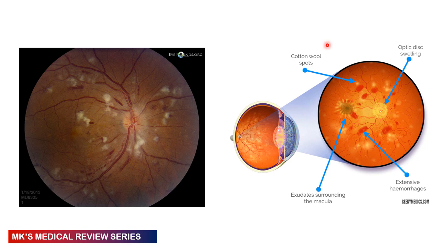So here are the cotton wool spots on this schematic diagram. I don't know why I like the word schematic. So here are your cotton wool spots. Here is swelling of the optic disc. You have your extensive hemorrhages over there, and you have your exudates surrounding the macula, which is known as your macular star. Okay, so these are the changes that you see in hypertensive patients.